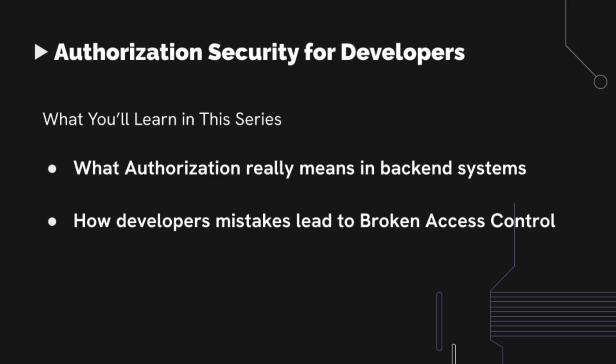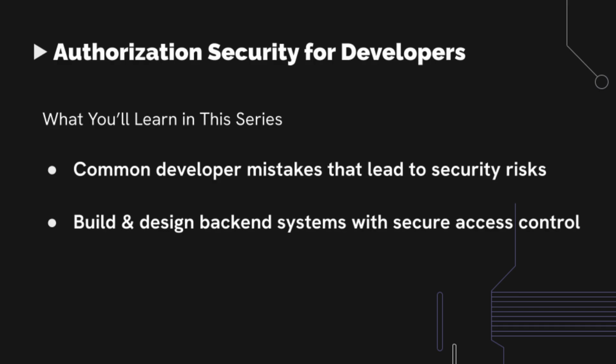In this Authorization Security for Developers series, you will learn how authorization works in backend applications and how access control decisions are implemented in real-world systems. We also explore how common mistakes can lead to broken access control, one of the most critical web security vulnerabilities. Finally, you will learn best practices to design secure authorization logic and protect your applications from unauthorized access.